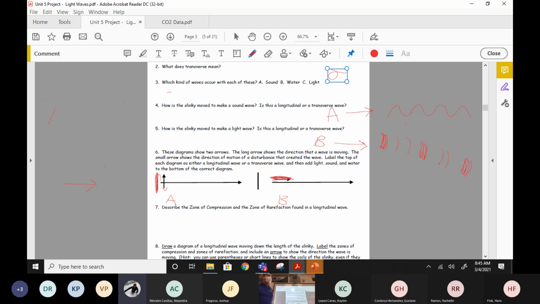I think transverse means across something. Does that look like what's happening with the disturbance is moving across the wave for A? And longitudinal means the length of something, along the same direction as something. And does that look like what's happening with B? That's absolutely correct. Good job. So here we have transverse, and here we have longitudinal.